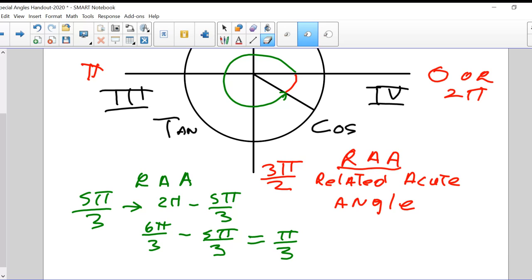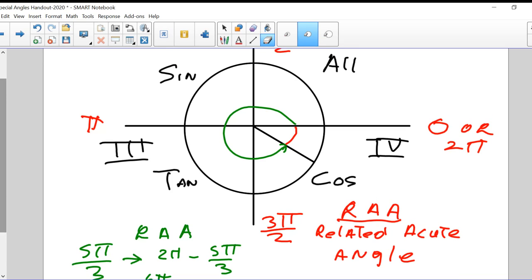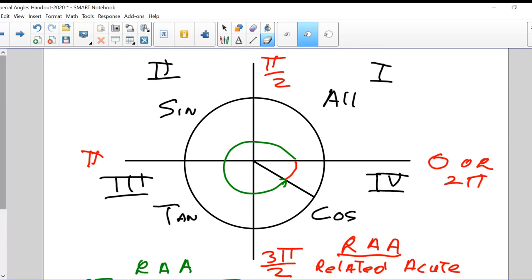In the fourth quadrant? I'm glad you asked. So your question was, how do we know that 5 pi over 3 is in the fourth quadrant? I'm repeating your question so that it will be on the video. That's the part that's the most challenging, and I agree with you that it's good to ask that question. So let's do it this way.